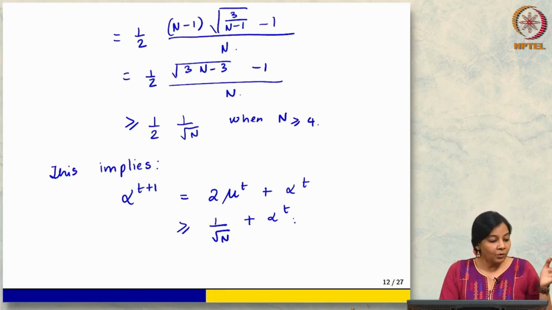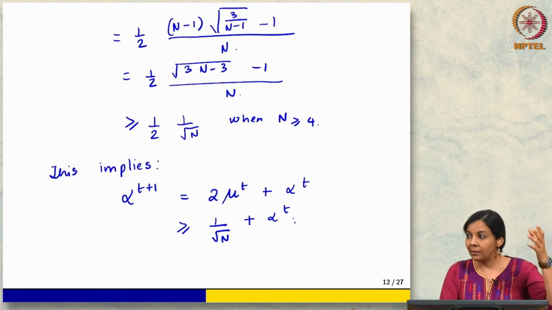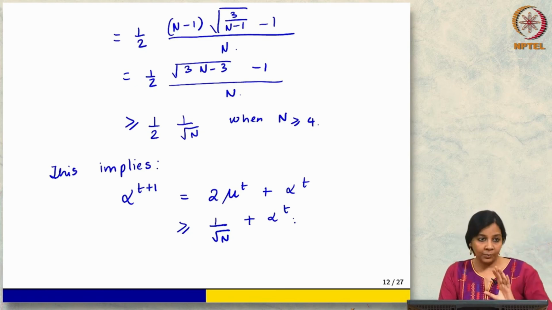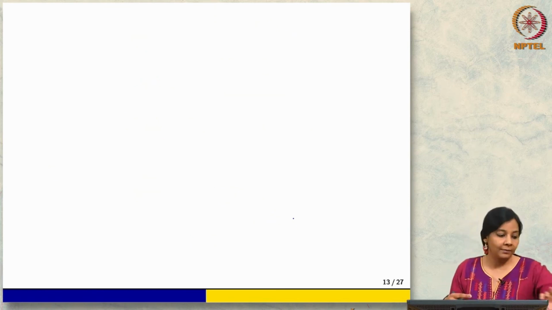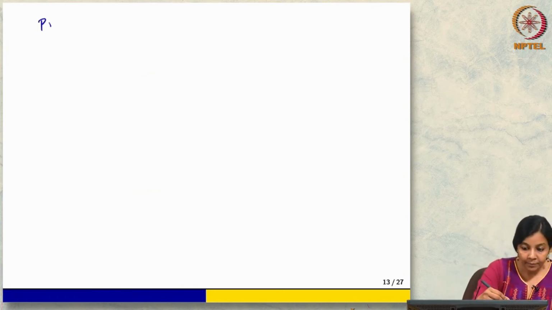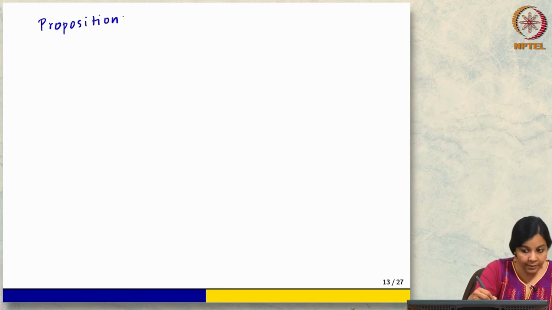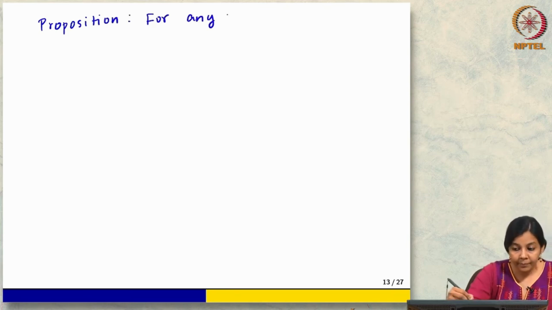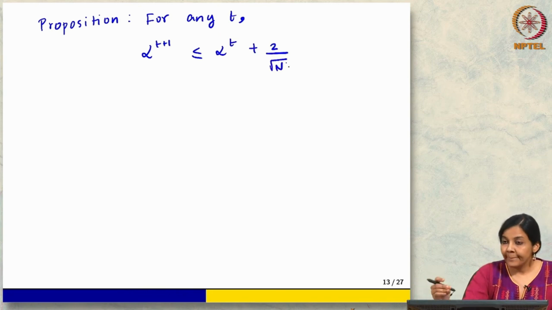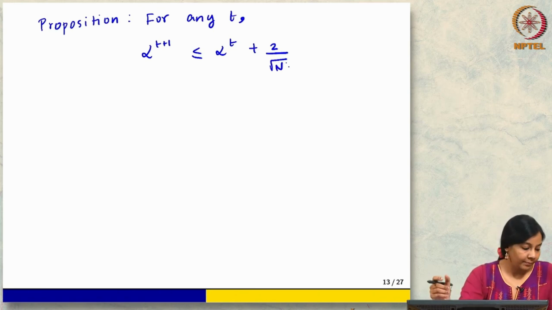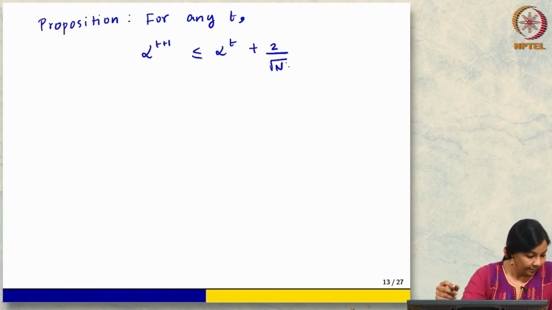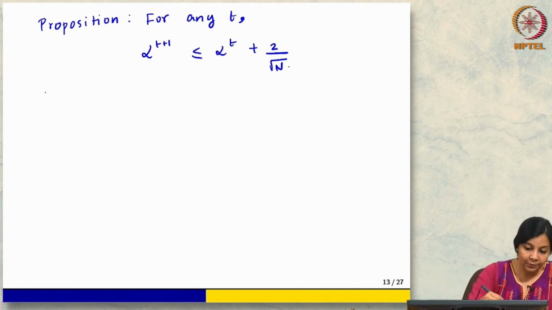Now, what we need to also show is that these increases are relatively controlled. As this alpha t grows bigger and bigger, I should not run into the problems that I talked about earlier, right. So, I need to show that next. So, let us state that proposition. Here the proposition is that for any t, alpha t plus 1 is less than or equal to alpha t plus 2 square root n. So, we will see how to use this. Okay, so, let us prove this.